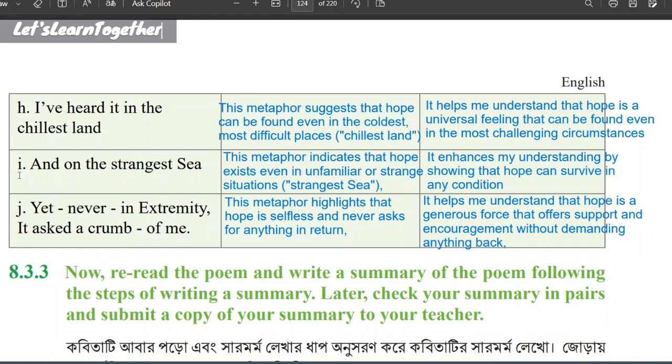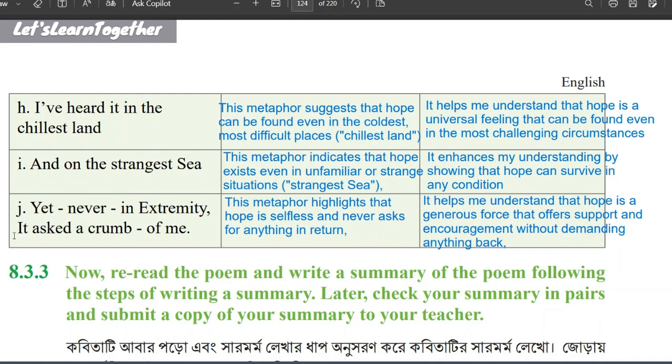Okay, then number I is "and on the strangest sea." That means even in the most strange or unfamiliar situation, a very new situation that you never experienced before, hope is something that would never leave you. It will stay with you. It will give you the inspiration of living, or the motivation to basically overcome that challenge or difficult situation.